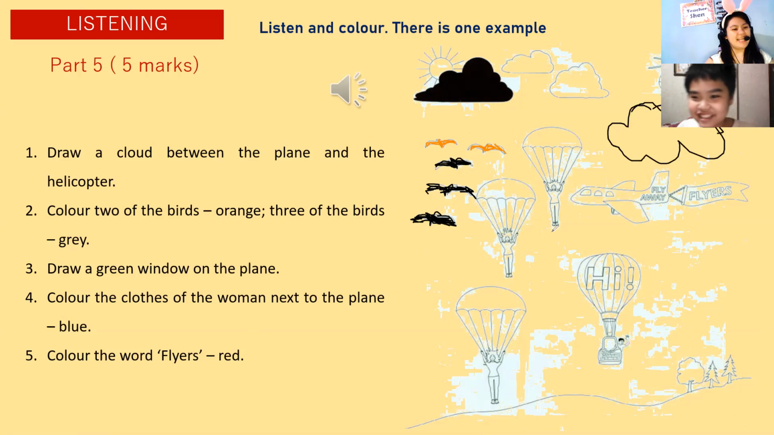Okay. Now, number three. Draw a green window on the plane. Wait, let's change the color first. Let me hold the mouse. Okay. Let's make this green. Draw a green window on the plane. Okay, you draw a window.